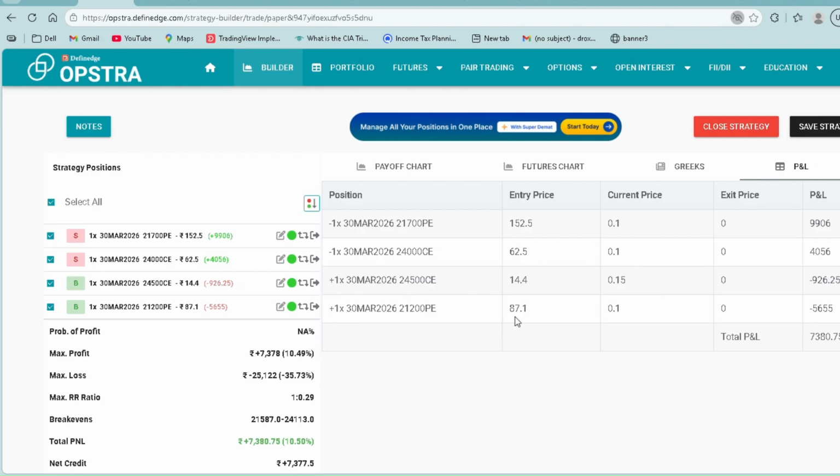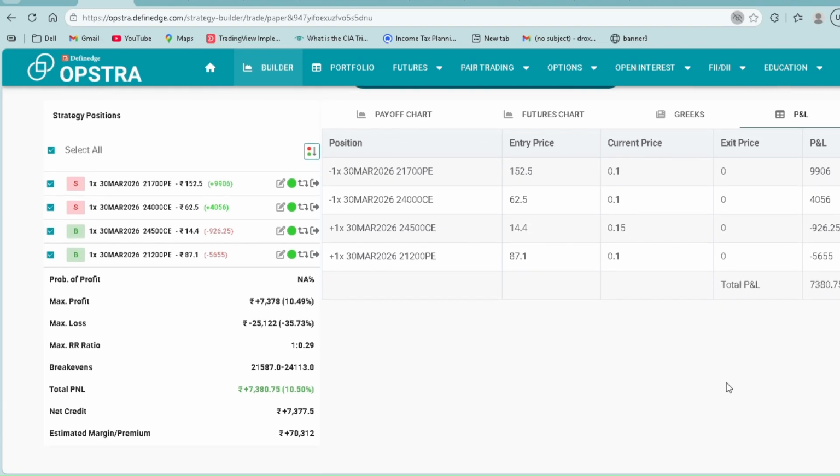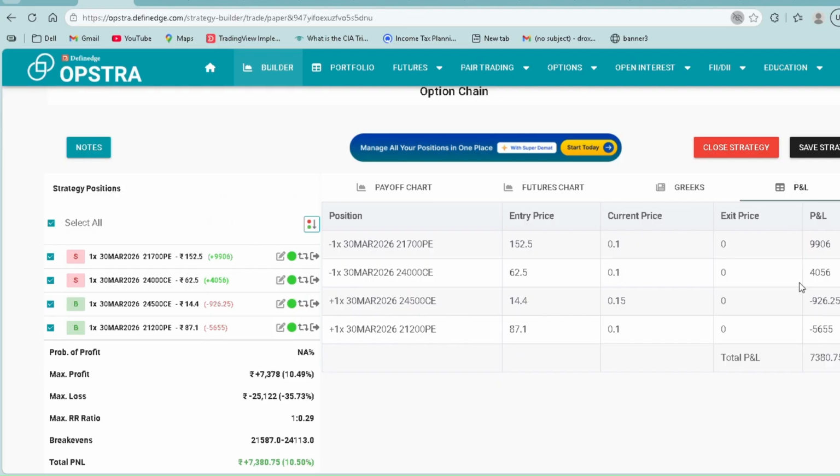And this 21,200 PE, my entry price is 87 and I lost 5,600 rupees. So my overall profit and loss comes to 7,380.75. So this is my overall position.